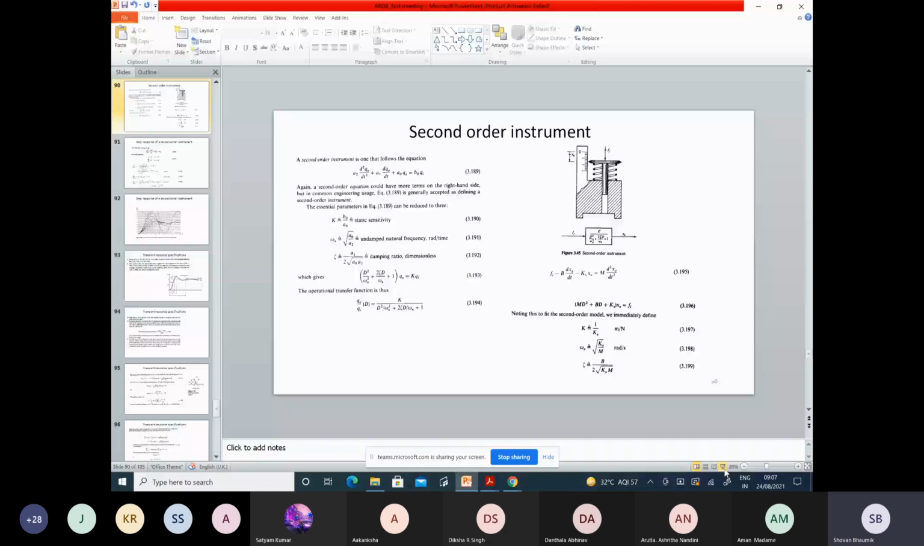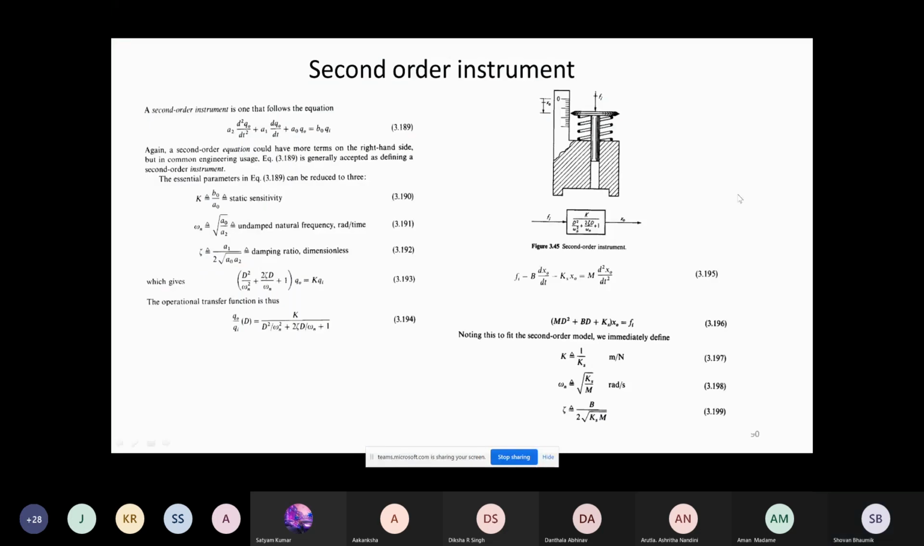So in the last class, we were discussing the response of a second order instrument. We have seen how a second order instrument transfer function can be written. Mostly here we assume that there is no zero in that instrument, only poles, two poles are present. Now you know what I mean by zero or poles.